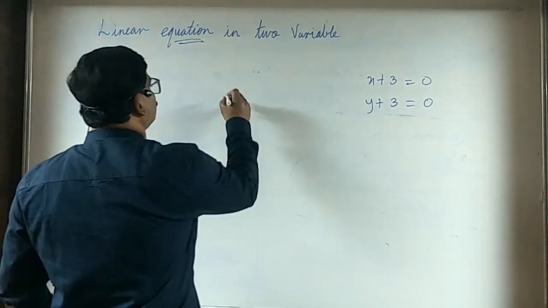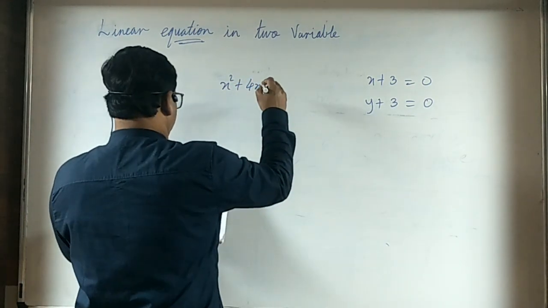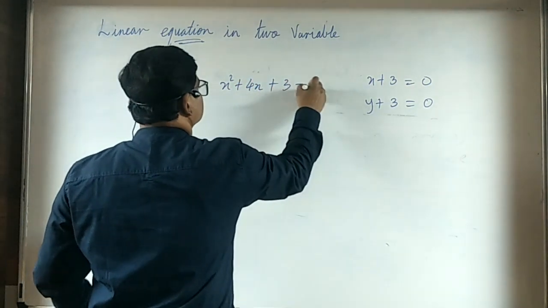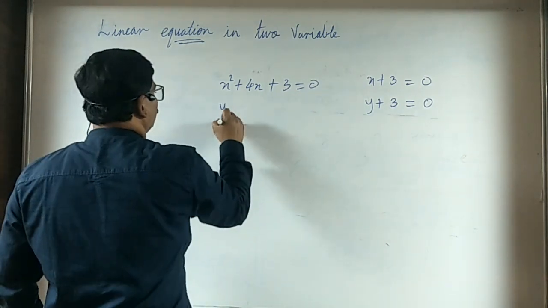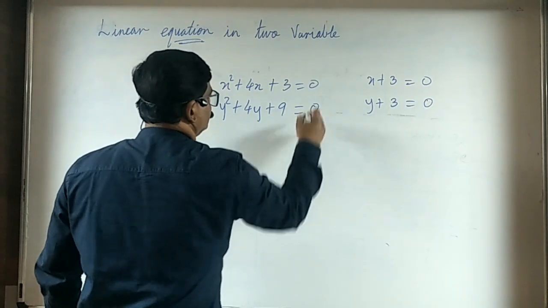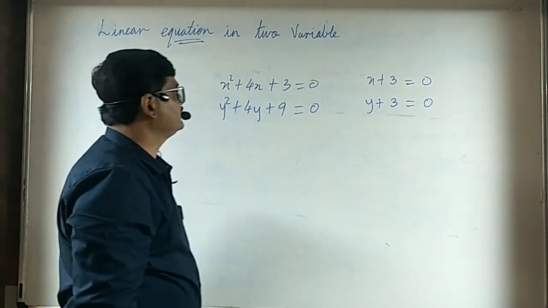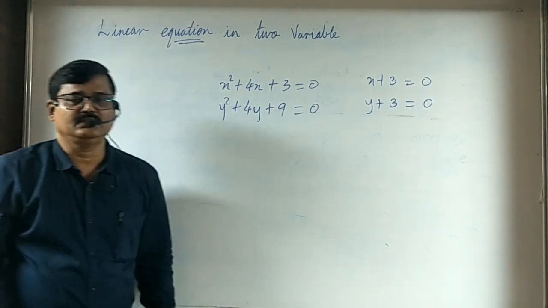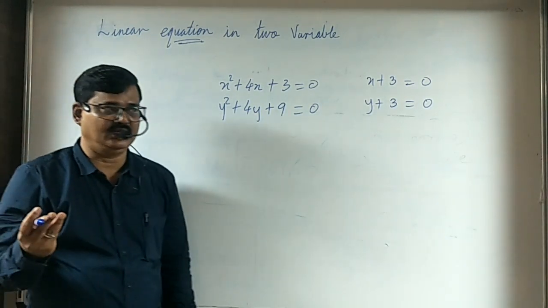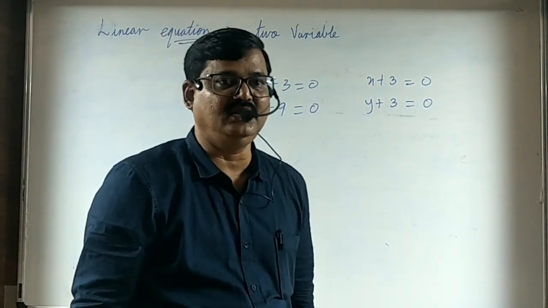Then I can write another: x² + 4x + 3 = 0. Then here, y² + 4y + 9 = 0. Here also you can see this is an equation. It has the variable x, it has an equal to sign, so this is also an equation.